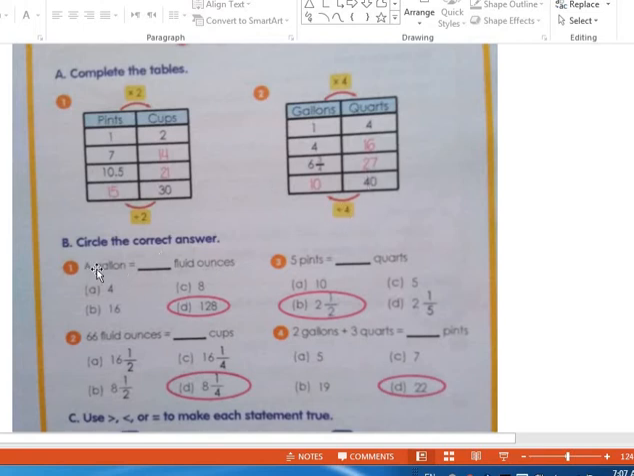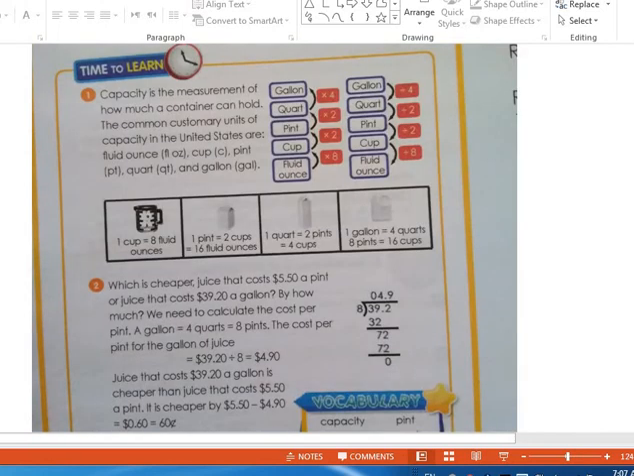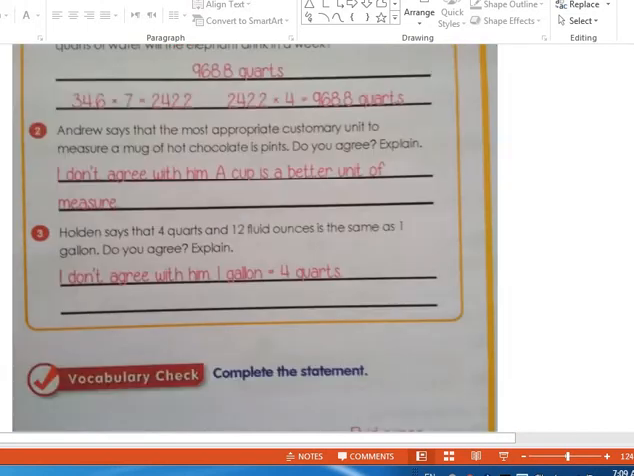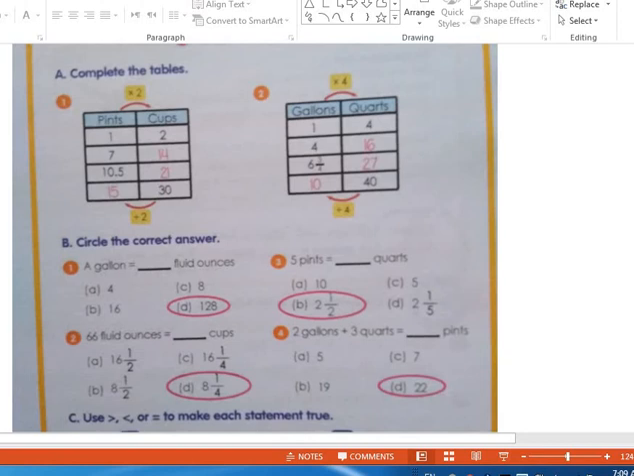Okay, so I have here a gallon equals how many fluid ounces. Return back to the table and see, from gallon to fluid ounces, what should I do? I take 4 times 8, so my answer will be here. From gallon to ounces, it will give me 128.